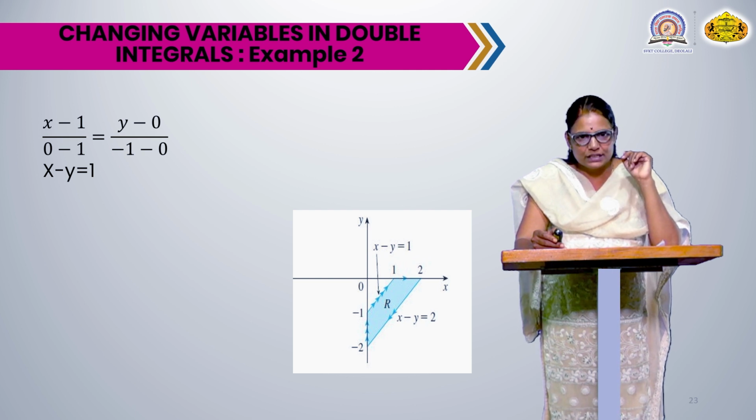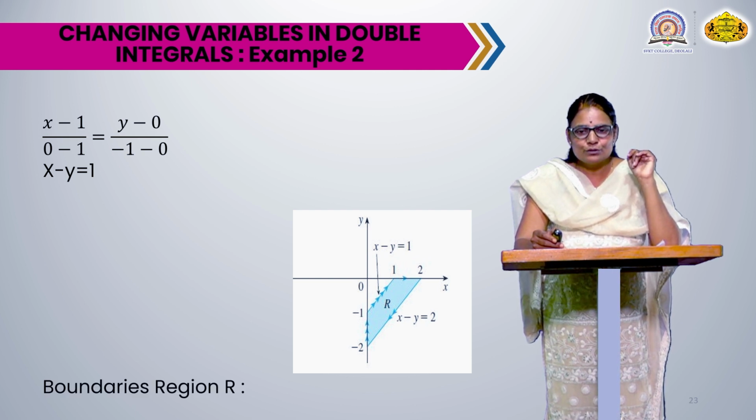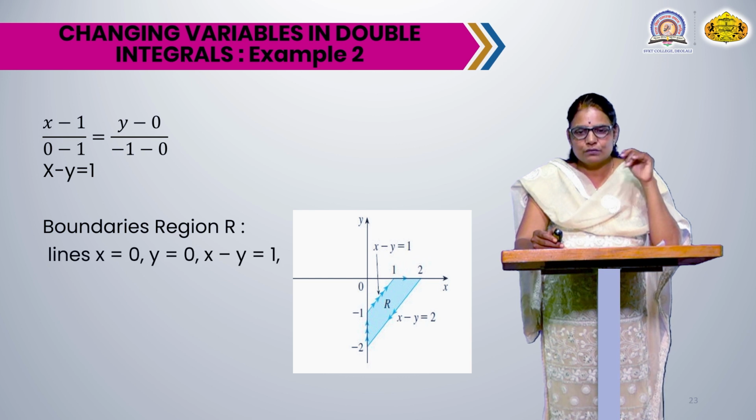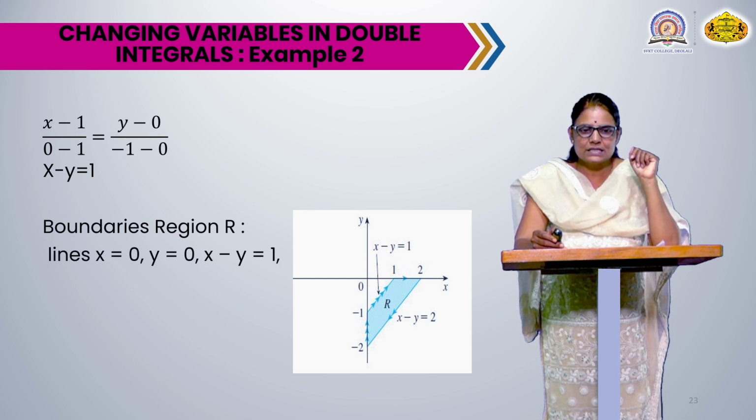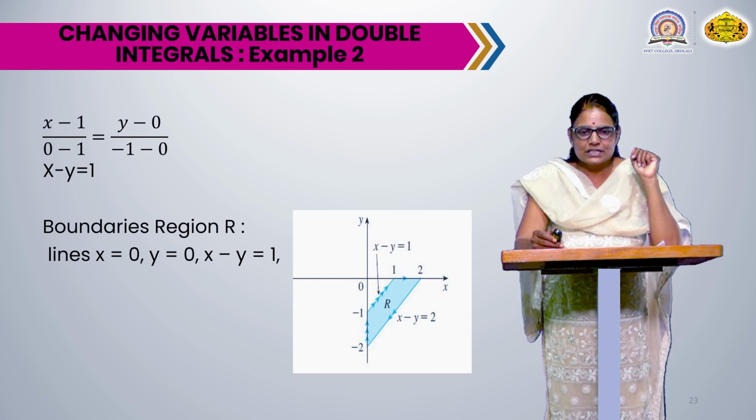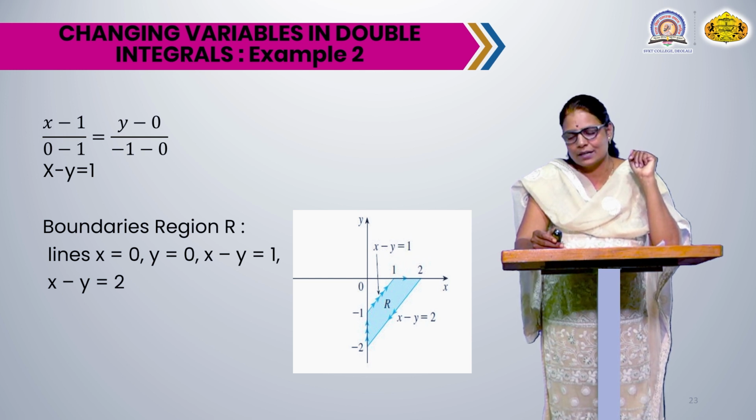one boundary of the region R. So use the same method to calculate the other boundaries. There are 4 boundaries of the region R. The first one is the line x equals 0, the line y equals 0. Next one is x minus y equals 1, and the last one is x minus y equals 2. These are the 4 boundaries of the region R.